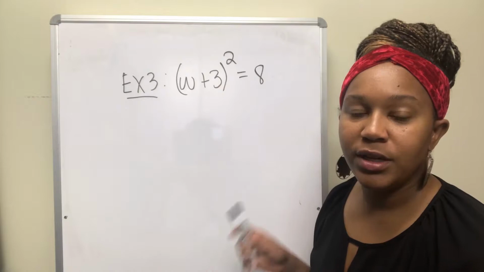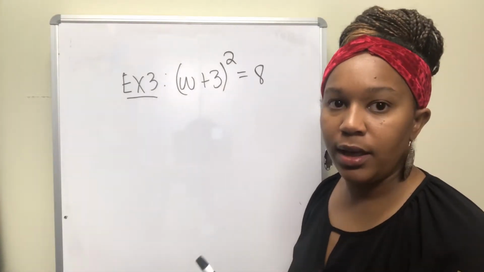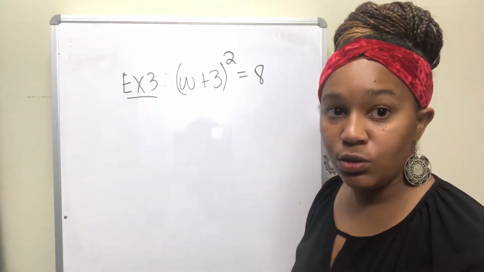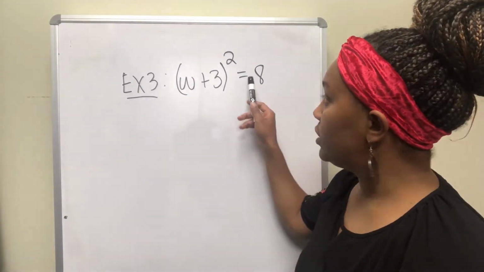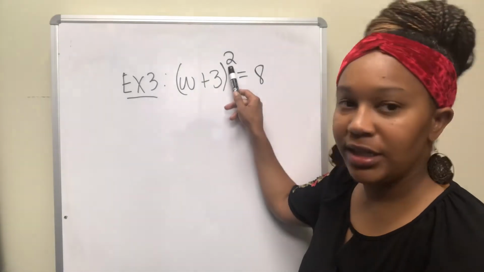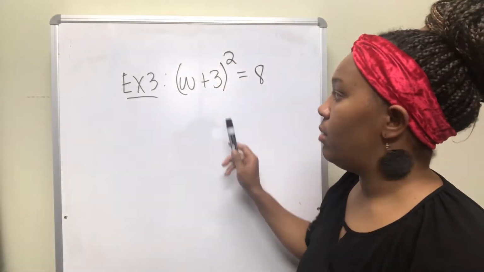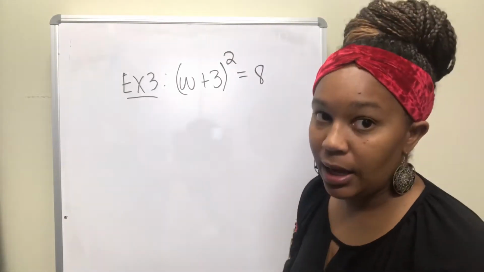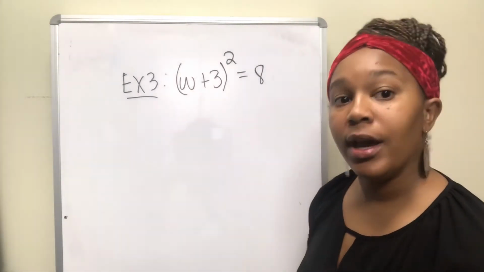For example 3, we're going to solve (w + 3) squared equal to 8. You want to check to make sure this is a quadratic equation and where you can actually use the square root property. So there's an equal sign, there's one variable, the highest exponent is 2, and there's only one variable present. So that one variable is only written one time. And if that's the case, then you can isolate the variable.